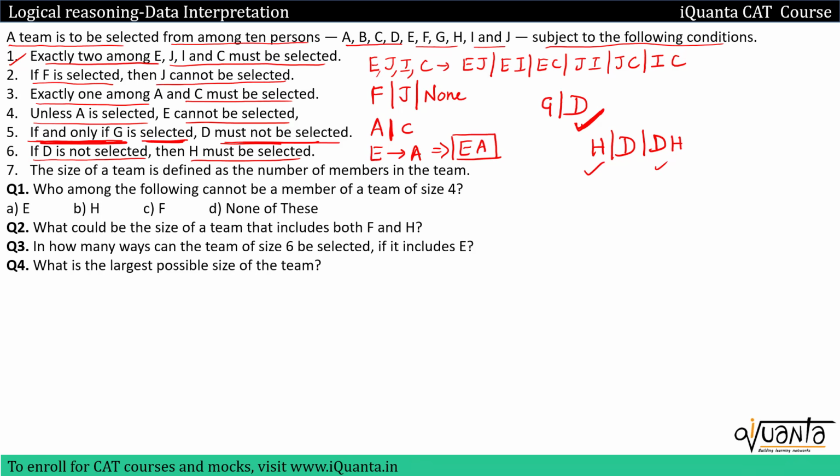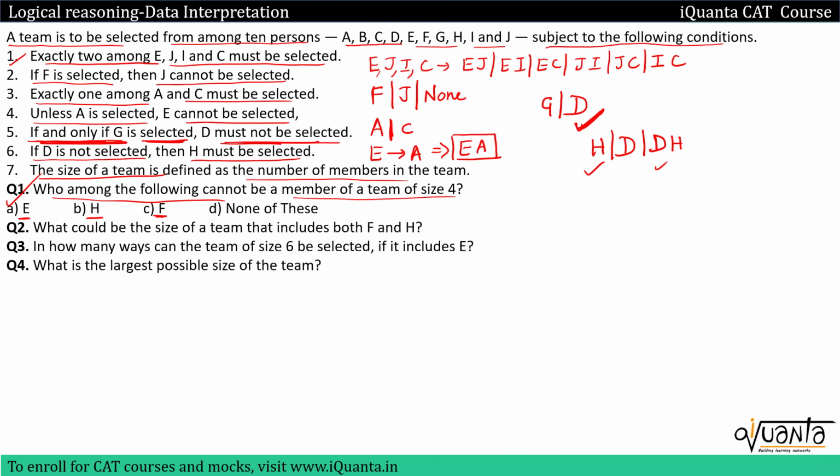Next one is the size of a team is defined as the number of members in the team. Okay. So question 1 is: who among the following cannot be a member of a team of size 4? So that means I have to form a team of size 4. I have to go through the options. I have to check whether E can be a member of a team of size 4, whether we can have H or not in the team of size 4, whether we can have F in a team of 4 or not.